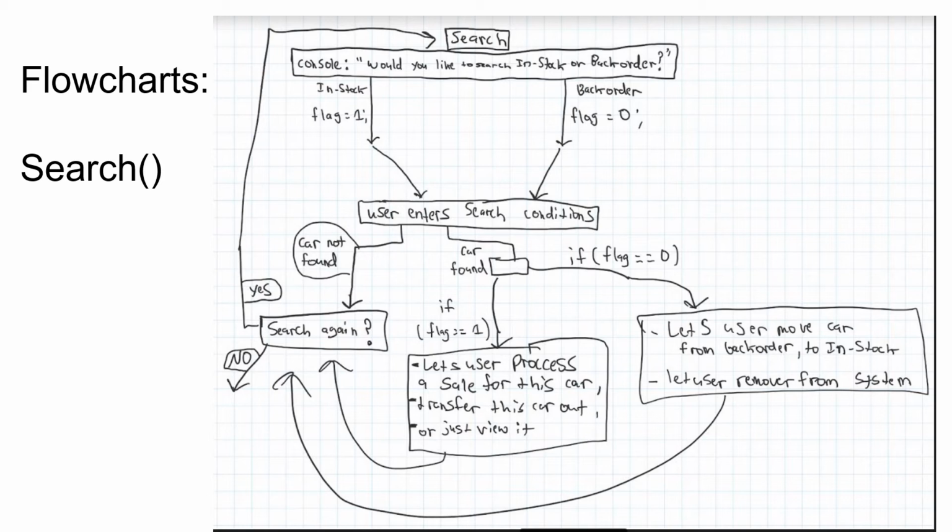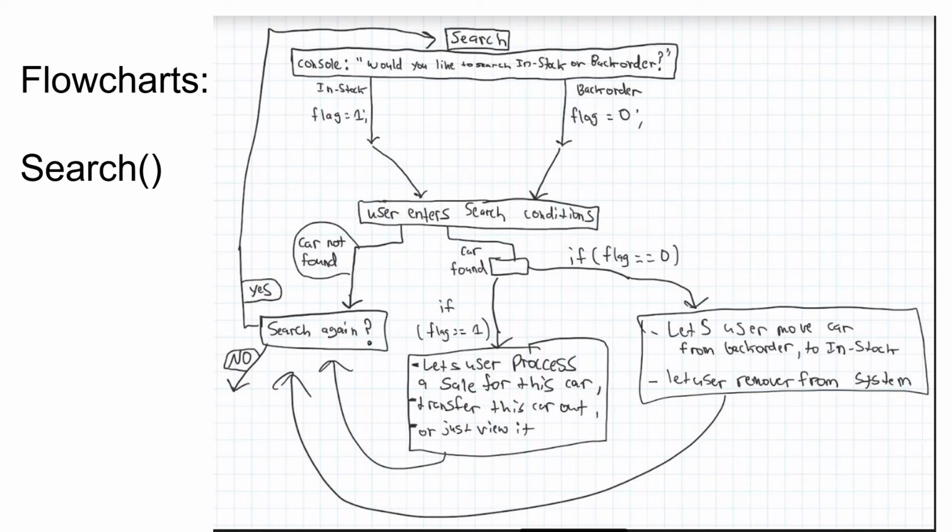So essentially, if the car is in stock, we can let the user process a sale for the car. They would then enter the cost, the delivery date, or when it's scheduled to deliver, the name, all this information, and then we would create a sale entry struct object and store that in the sales entry list, and erase it from the in-stock inventory vector. We can just transfer the car out, just get rid of it, or we can just view it.